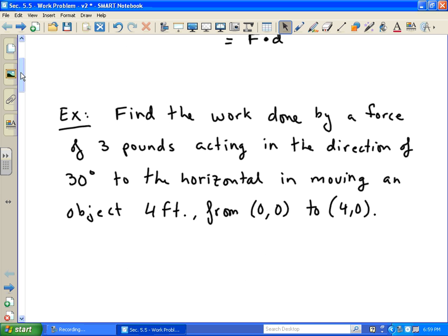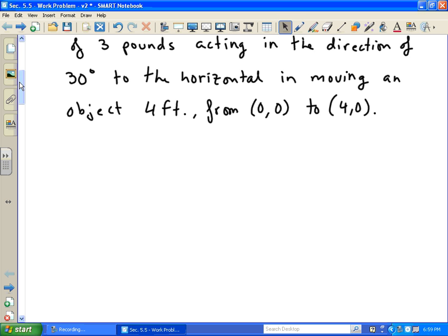This example says find the work done by a force of 3 pounds acting in the direction of 30 degrees to the horizontal and moving an object 4 foot from the point 0, 0 to the point 4, 0. The first thing here is to draw a picture.